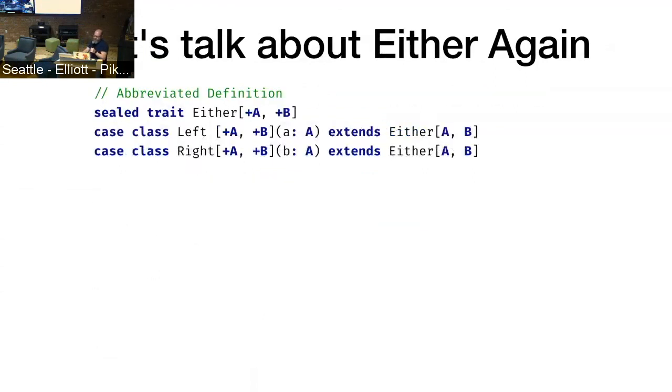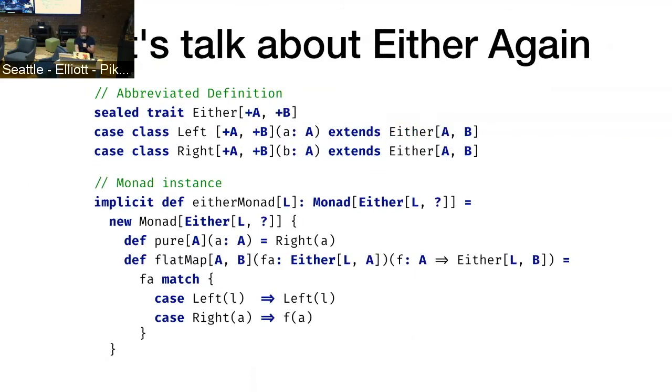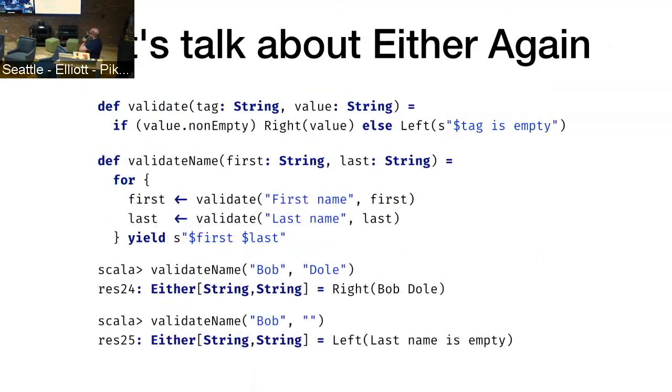All right, let's talk about either. Again, here's an instance. You'll just have to trust me that it's right. We can create a validation, give it a tag and a value, and it will either, let's see, if the value is non-empty, it gives you the value. Otherwise, it says that the value is empty. Okay, so we can write a program, validate name. We can ask it to validate the first name and then validate the last name and yield a string with the composed answer. And we can see at the bottom that if there's an empty string, then we get nothing back and a message about which string was empty. So it says last name is empty.